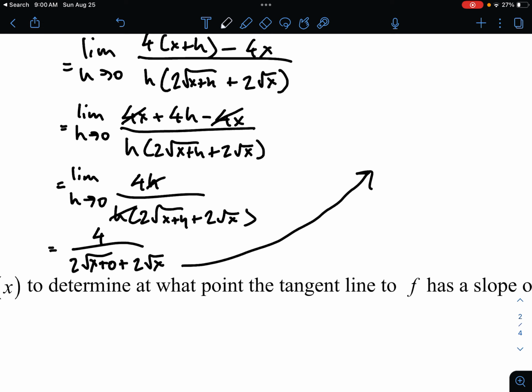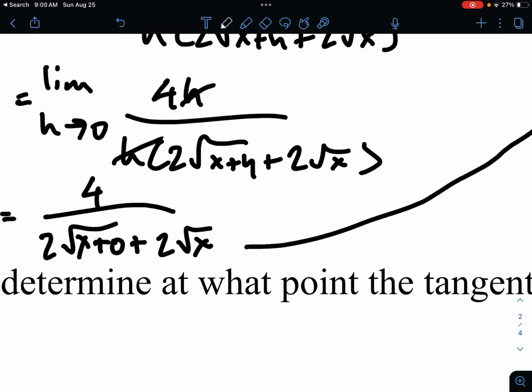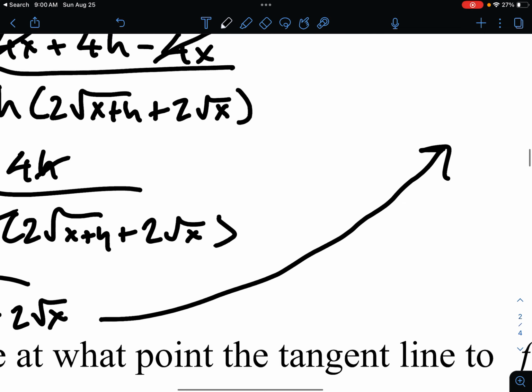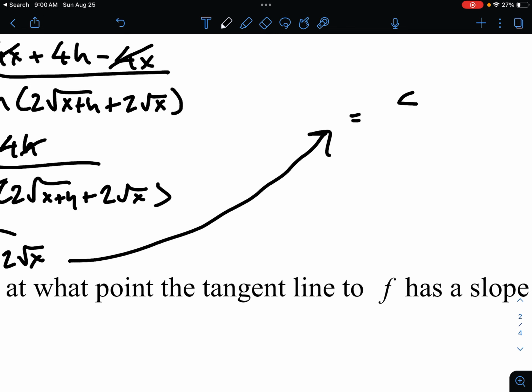So I get, wait, I shouldn't do it like that. 2 root x, so x plus 0 is just x, right? So 2 root x plus 2 root x, that's 4 root x. Which will just end up equaling 1 over root x. Awesome.